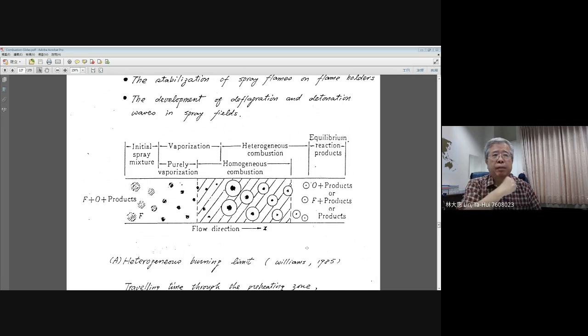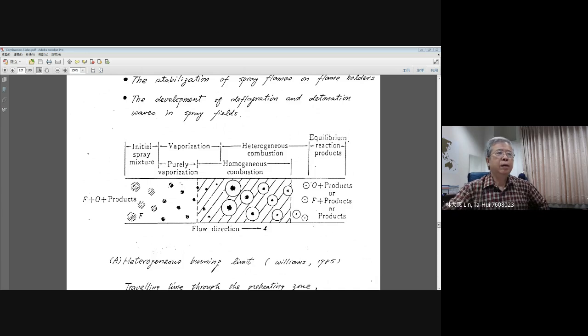Then you may have the so-called heterogeneous burning, because in the gaseous flame you will have tiny droplets burning inside the reaction zone. Now the criterion to distinguish between homogeneous burning and heterogeneous burning depends on the traveling of your droplets in the preheating zone. In this traveling process, the droplet can complete evaporation or not.